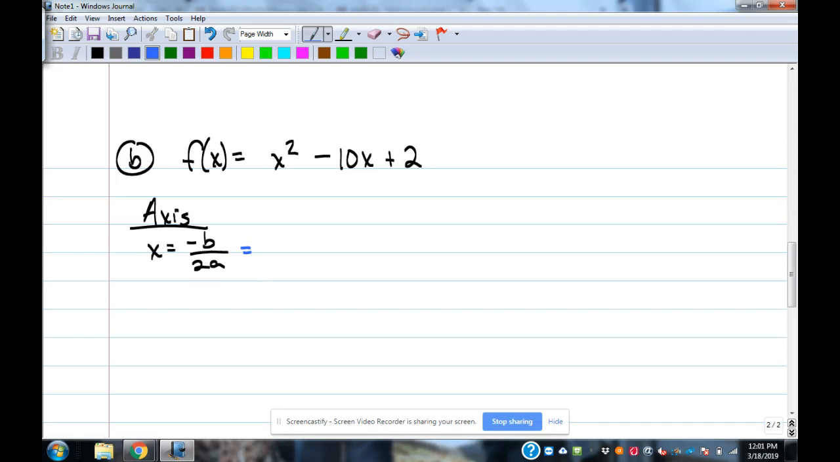All right, now, what's B in this problem? Negative 10. Negative B would make it positive 10. So we're going to put a positive 10 on top. Always change the sign. That's all you got to remember: change the sign. That's what negative B means, change the sign. Over 2 times A. What's A?